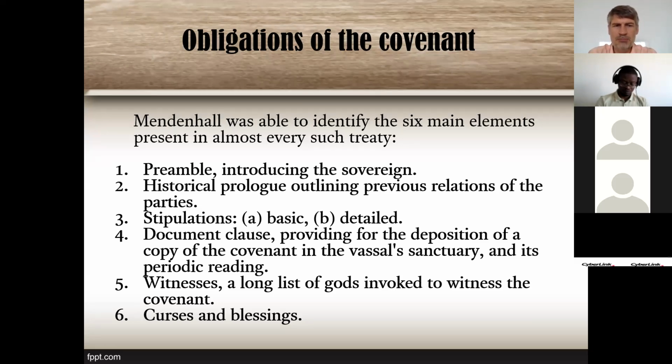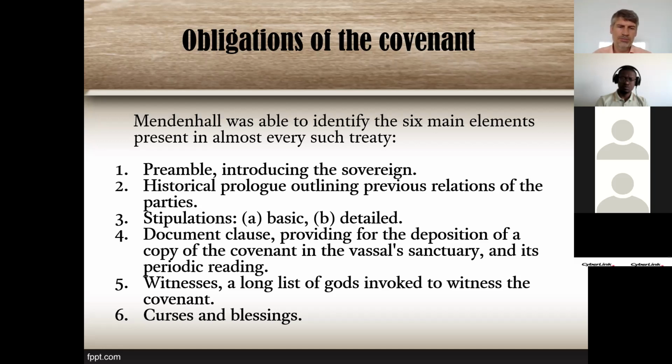So the first part was the preamble, or introduction of the sovereign. Then the second part was a historical prologue. The historical prologue usually describes the relationship between the parties of the covenant before they entered the covenant. And after that, there is a section of stipulations, and stipulations could be of two types: basic stipulations and detailed stipulations. And there was a document providing for the deposition of a copy of the covenant in the vassal's sanctuary and its periodic reading.